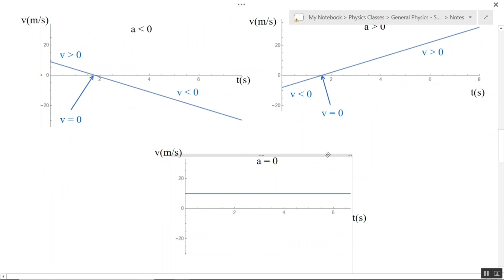Here's another case. a is equal to 0. We know what's going on here. If a equals 0, what happens to the velocity? It's not changing. It's constant. So there you just get a constant straight line. All right, does everyone understand these simple graphs?